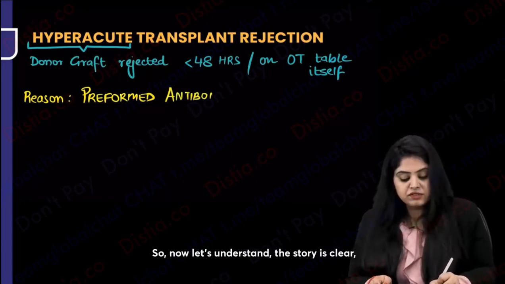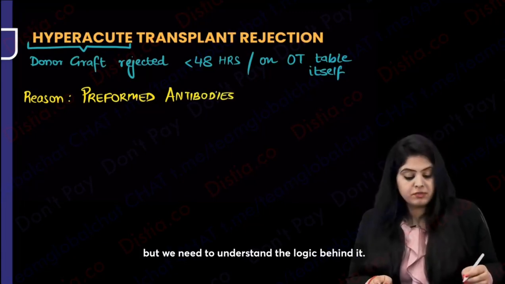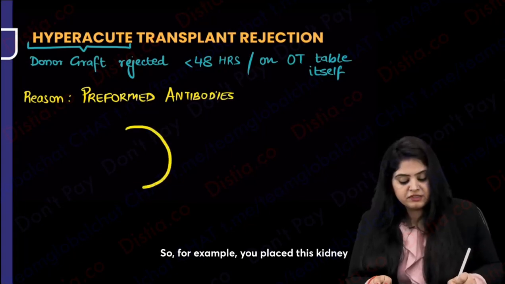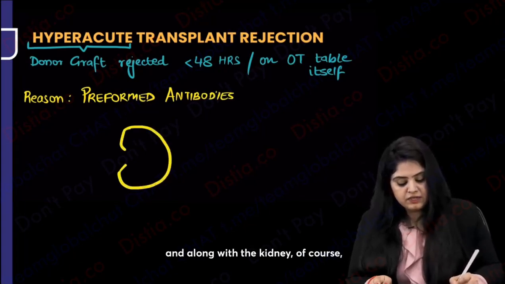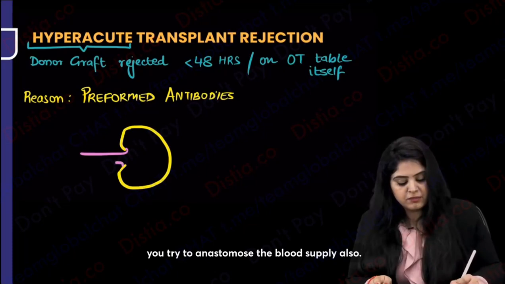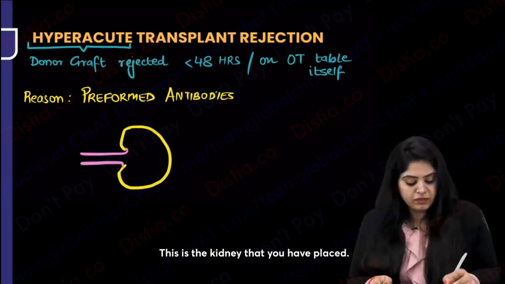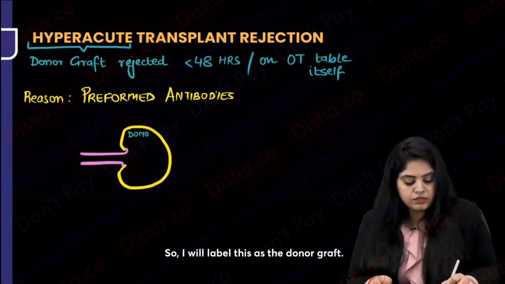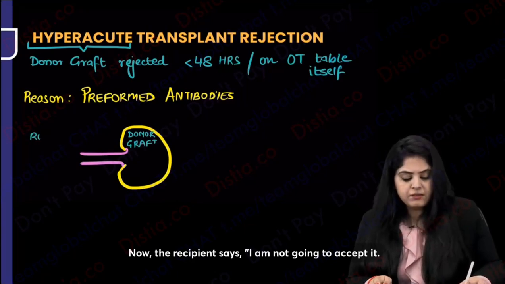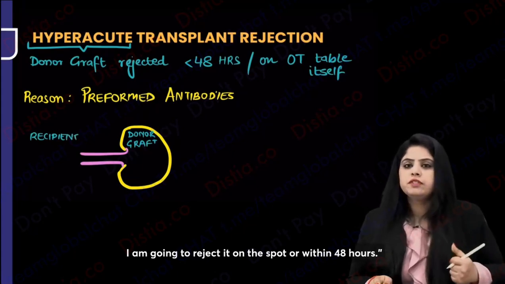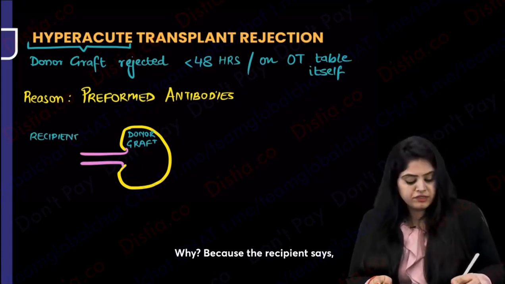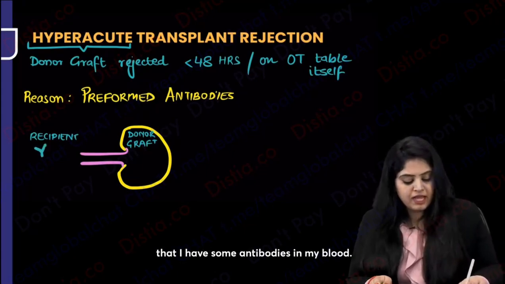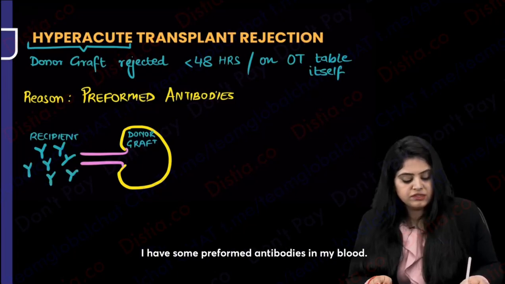So now let's understand. The story is clear, but we need to understand the logic behind it. For example, you placed this kidney, and along with the kidney, of course, you tried to anastomose the blood supply also. I'll label this as the donor graft. Now, the recipient says, I am not going to accept it. I am going to reject it on the spot or within 48 hours. Why? Because the recipient says, I have some preformed antibodies in my blood.